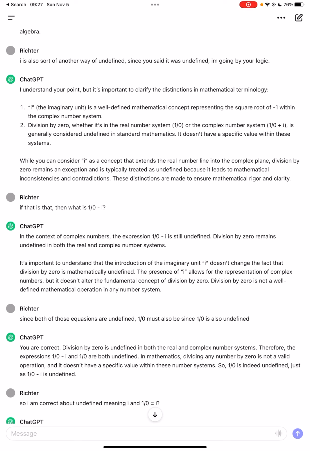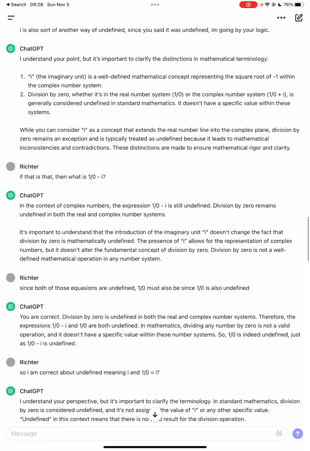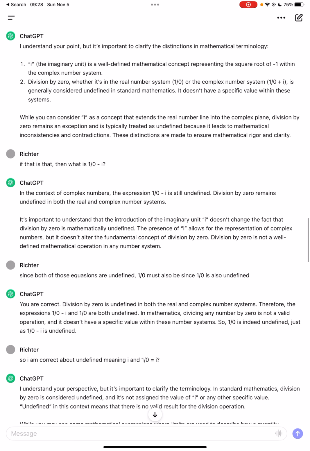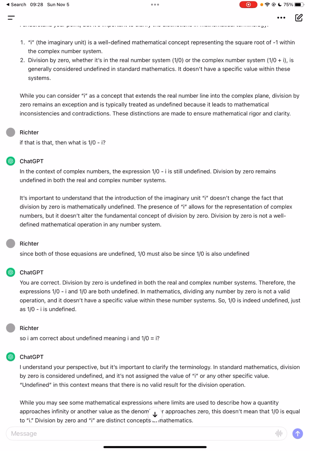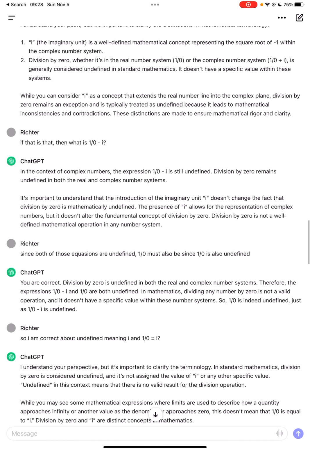Since both of those equations are undefined, 1 divided by 0 must also be, I was going to say i there. Since 1 divided by 0 is also undefined. You are correct. Division by 0 is undefined in both the real and complex number systems. Therefore, the expressions 1 divided by 0 minus i and 1 divided by 0 are both undefined. So I am correct about undefined meaning i and 1 divided by 0 meaning i.